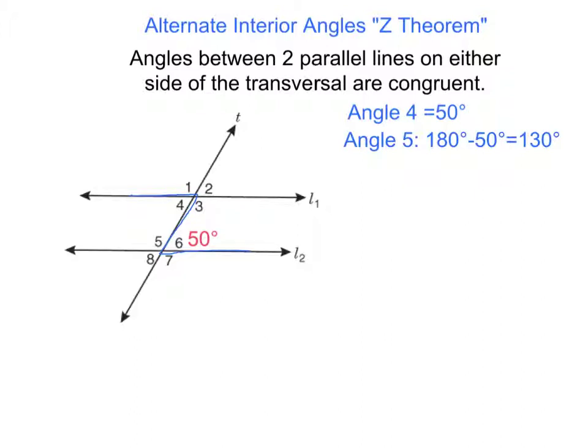Using the Z, now that we know that angle 5 is 130 degrees, we know that the measure of angle 3 is also 130 degrees because they are alternate interior angles. They are both inside the parallel lines but on opposite sides of the transversal. So, angle 3 is equal to 130 degrees.